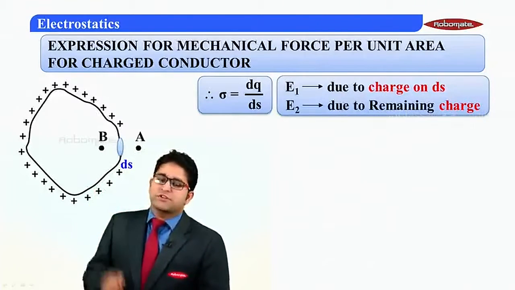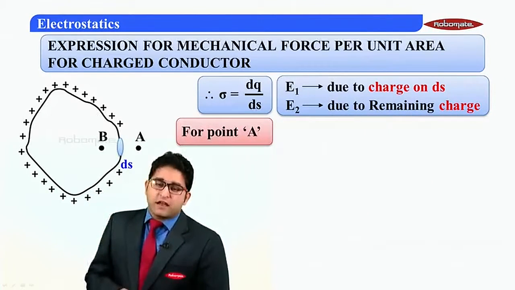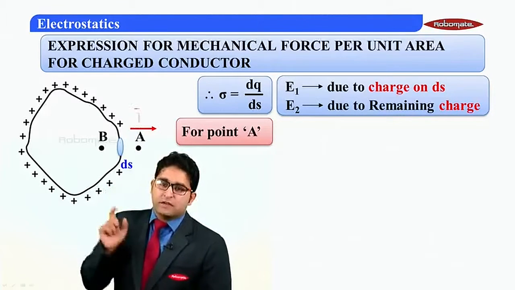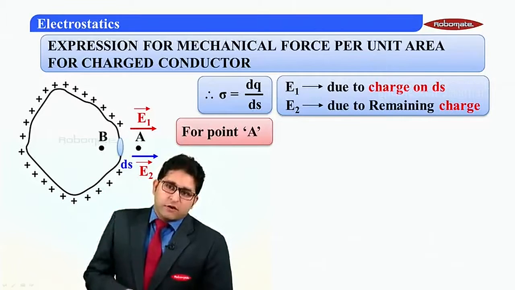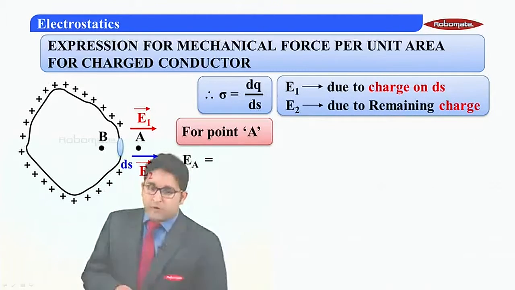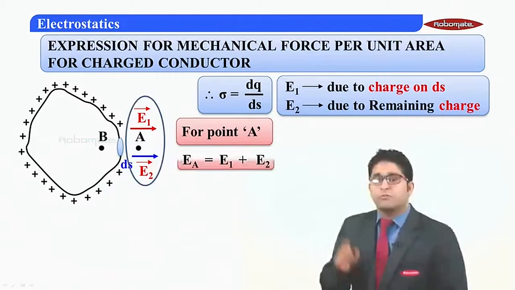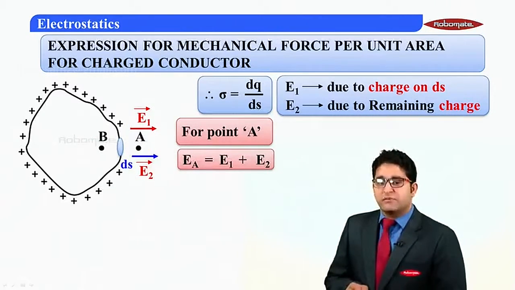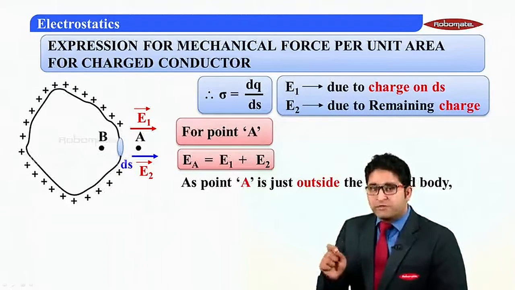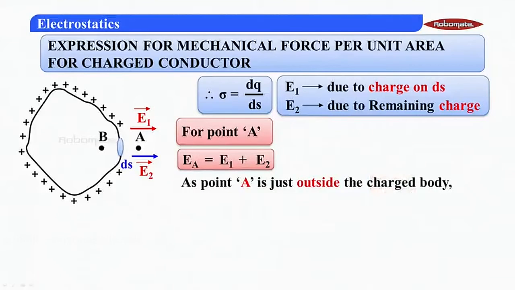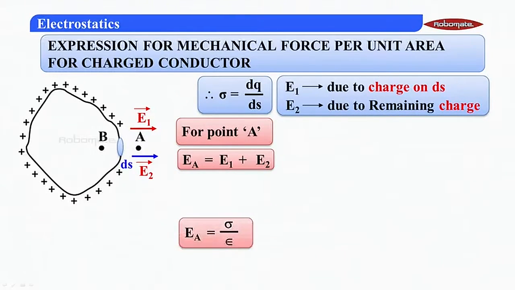Now students, this particular situation we have already analyzed. For point A, we know that both the intensities are in the same direction. So see the diagram, E1 and E2 are in the same direction. Now as E1 and E2 are in the same direction, the resultant intensity at point A is equal to E1 plus E2. Why is it equal to E1 plus E2? Because both the intensities are in the same direction. Now students, point A is just outside, and for a point which is just outside the charged body, the intensity is given by EA equal to sigma upon epsilon.